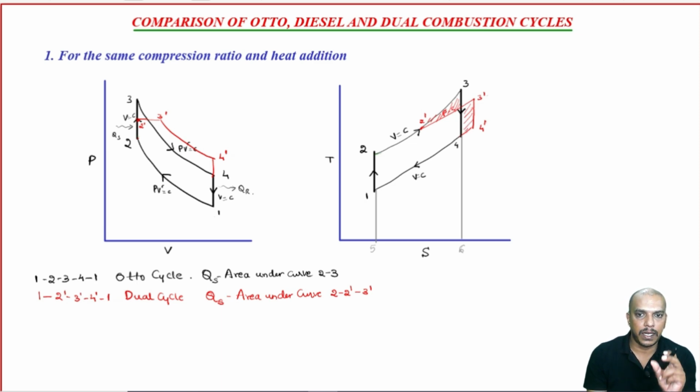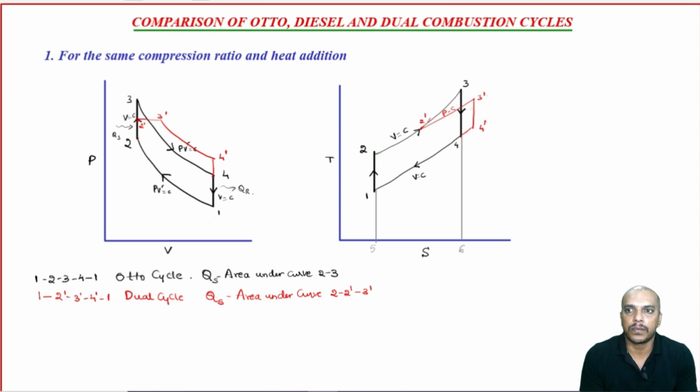Such a way that the area under 2 to 3 and the area under 2 dash, 3 dash must be the same. That is how much it is moved towards the right side. So, that is how we are trying to keep the area under the curve, or heat addition, the same. We have moved it at a constant pressure. If it moves toward the same quantity of what is lost in this area, then we can have the same heat addition, all right.